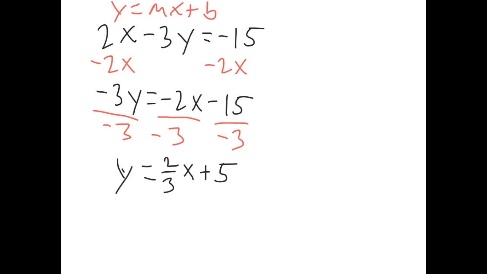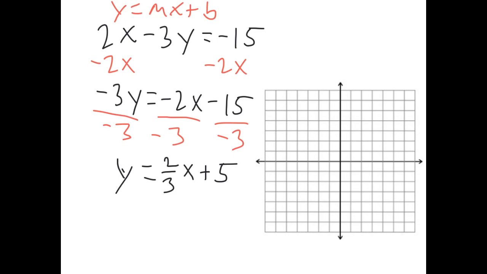Then we graph it. So remember, first we plot the y-intercept, which is 5. Then we go up 2 and over 3, because the slope is 2 over 3. So up 2 and to the right 3, and plot a point right there. Then connect the points with a line, making sure to put arrows on, and we have our line.